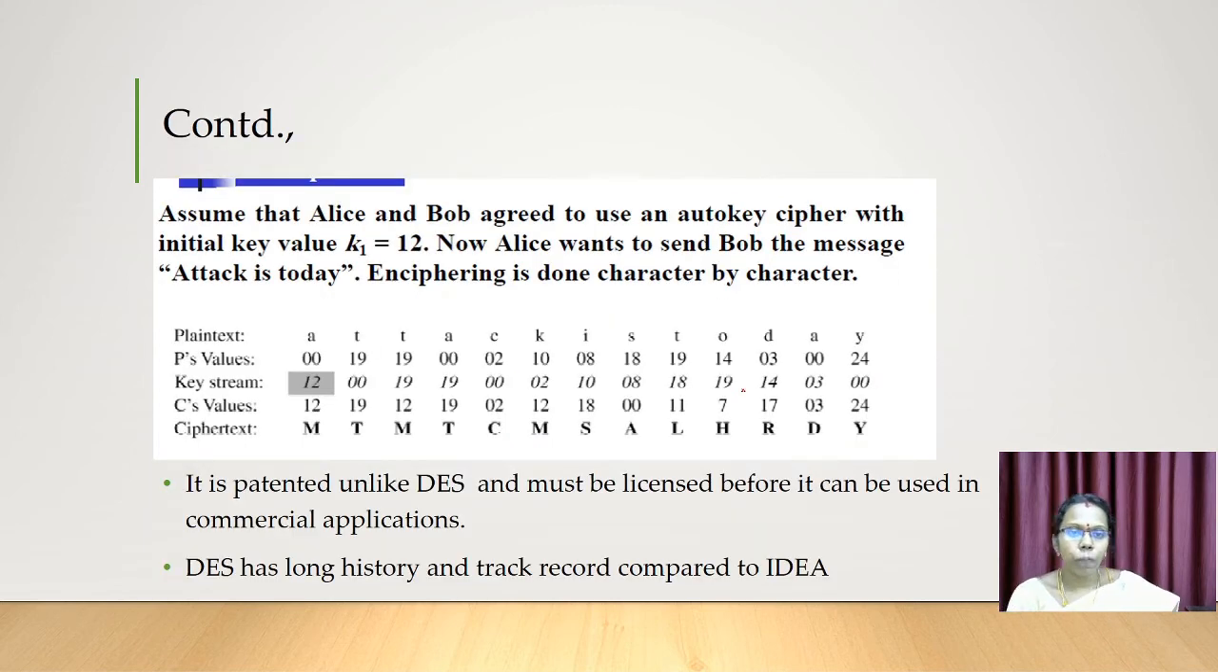The example is the plaintext. Here the plaintext is attack is today, and we take the key value as 12. The corresponding P values are 0, 19, 19, considered from the domain Z26. The key stream's first value is 12, and the following values come from the plaintext P1, P2, P3, so we consider 0, 0, 19, 19, 19, 19. To get C, we just add the P value and the key stream value, so we get 12, 19, and 12, 19 again. These are the corresponding ciphertext values.